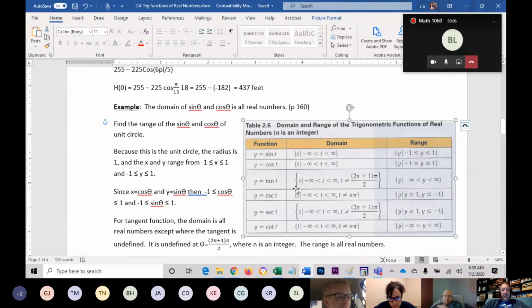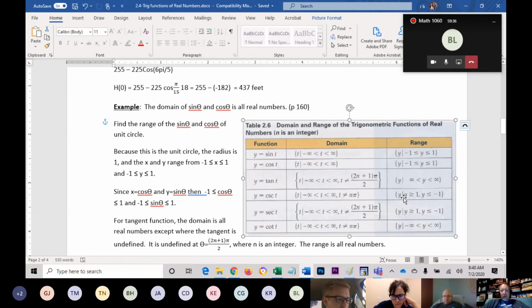Now the same thing works with the reciprocal functions. As we think about this, when we're doing reciprocals, you can't have 0 in the denominator, and so your reciprocal function cosecant is undefined at multiples of pi.